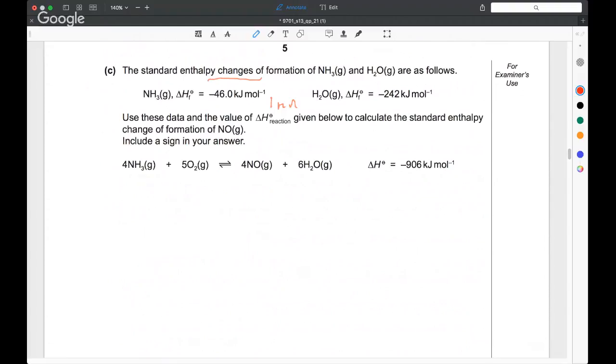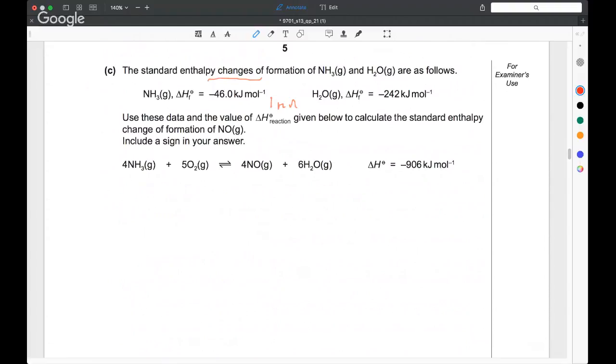Okay, so we're coming here to an example of Hess's law, and if you remember, Hess's law basically says that you can have an enthalpy change, and it doesn't really matter what route you take as long as the starting conditions and the end conditions are the same.